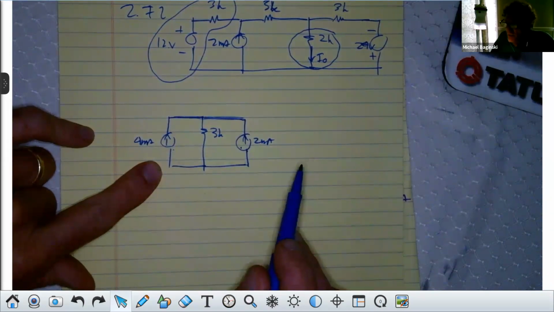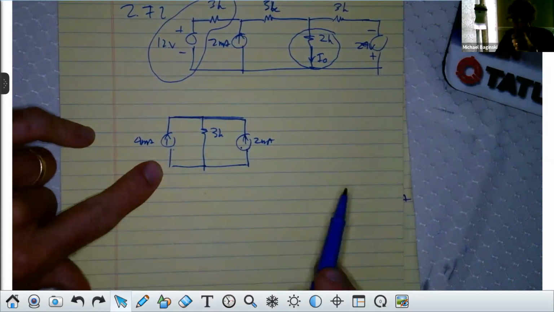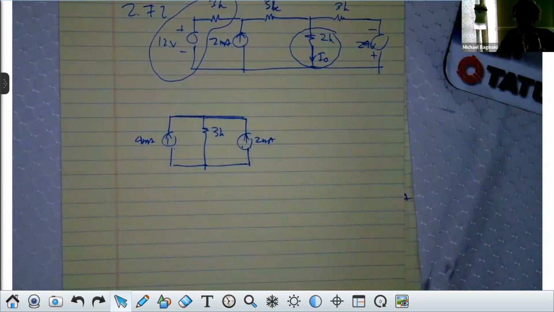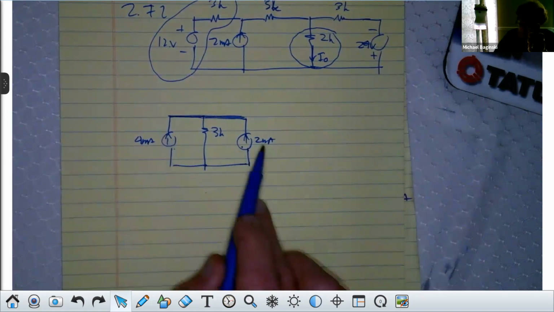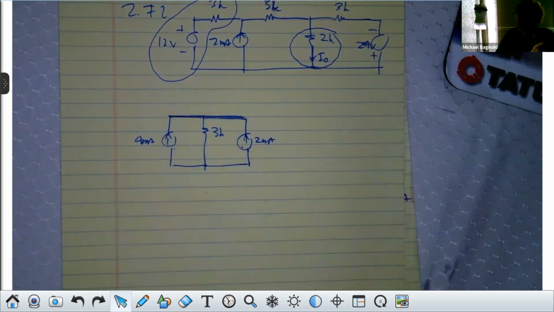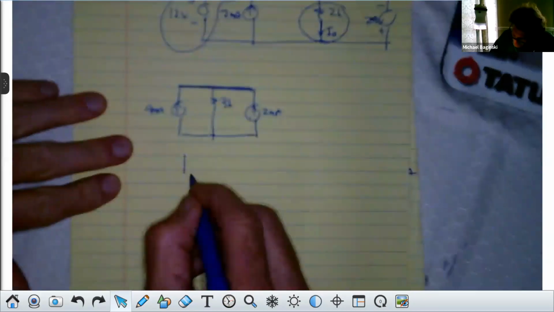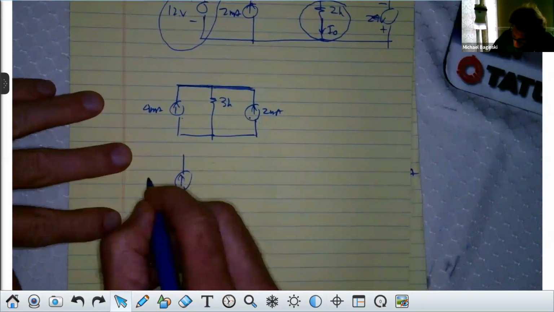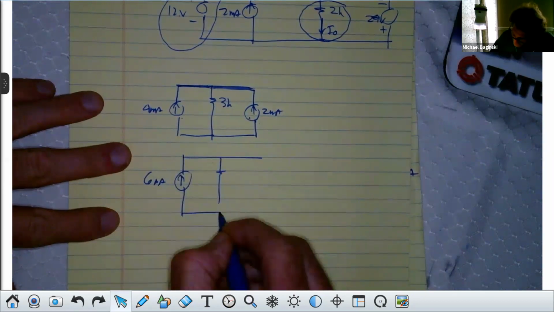Add them up and replace them by a single current source. Do you all see that, class? Yeah, so 6 milliamps. How many see that though? I want to make sure you see it. They're both in parallel. They're going into the same terminal right here. It's 2 milliamps there, 4 milliamps there. It's like just one single 6 milliamp source. So that's what I'm going to do. I'm going to say that's equivalent to just one 6 milliamp source in parallel with 3K.